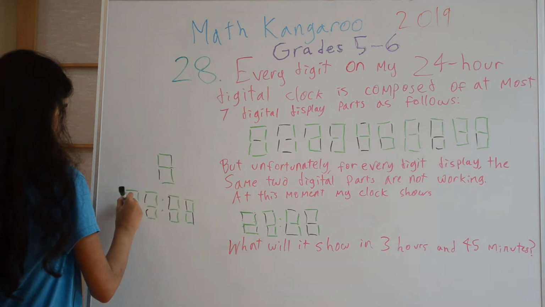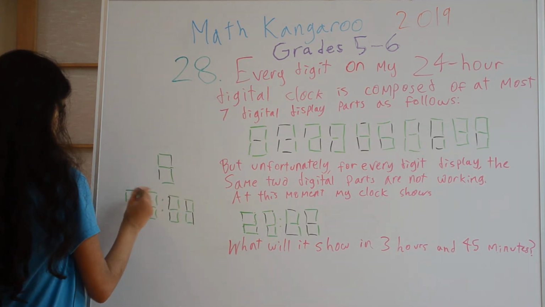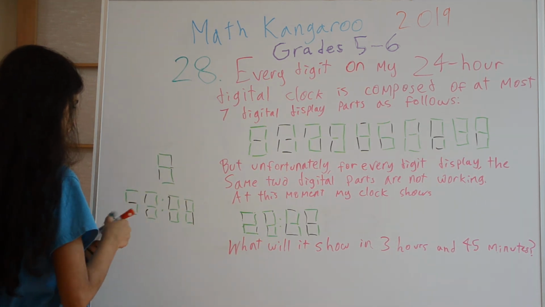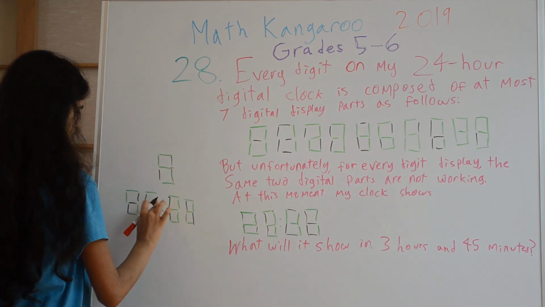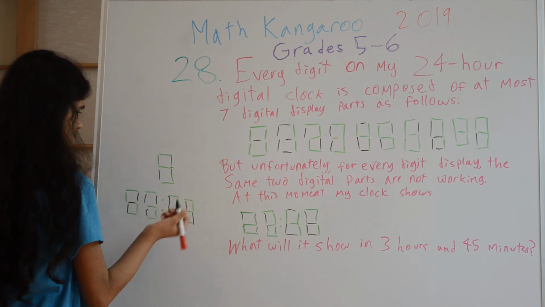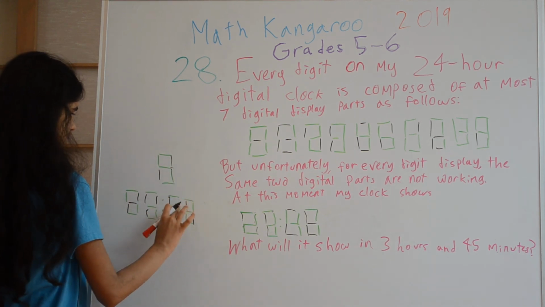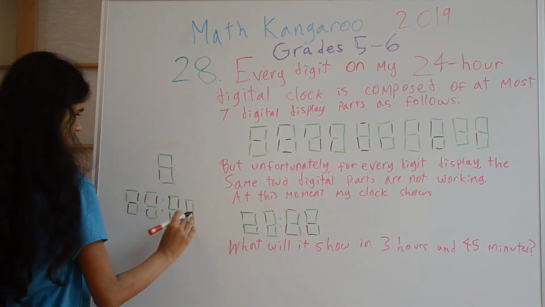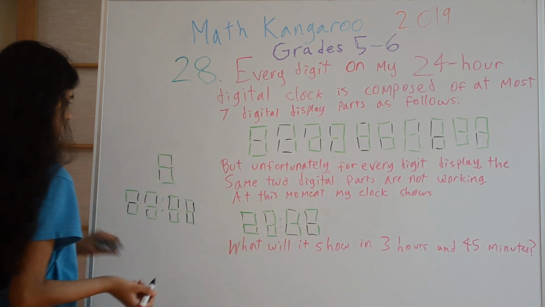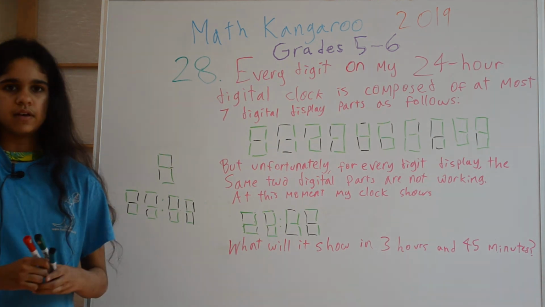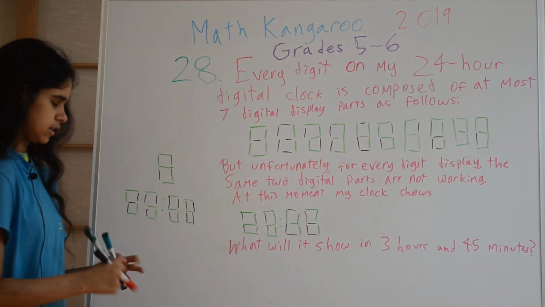So here we see both of these are going to be black. Here, this one's already black, but this one still has to be black. And then here, this one again, same thing. And then here, both of these are lit up and they both have to become black. And then this is what my clock will show in 3 hours, 45 minutes.